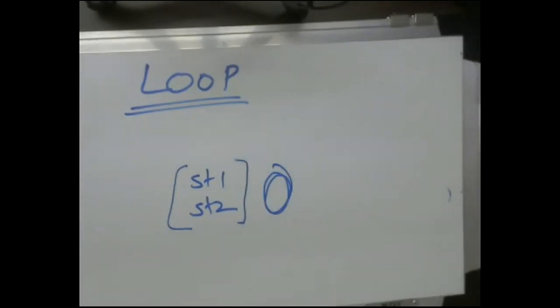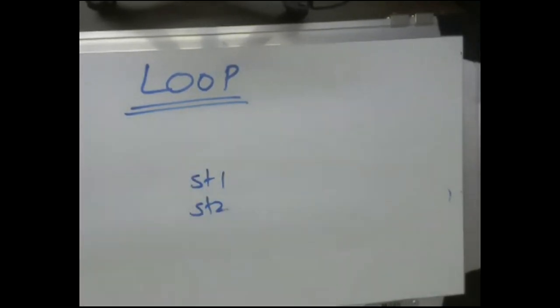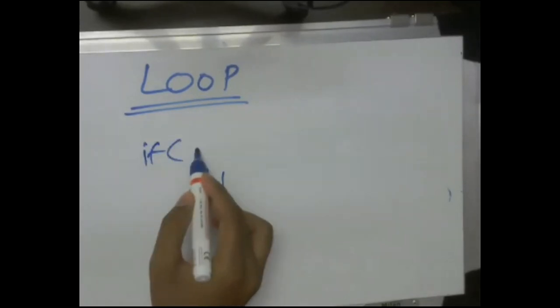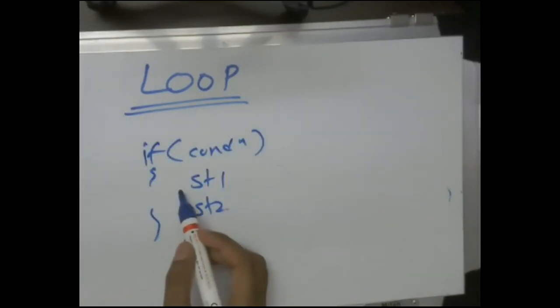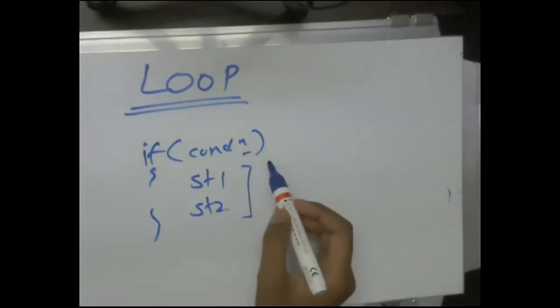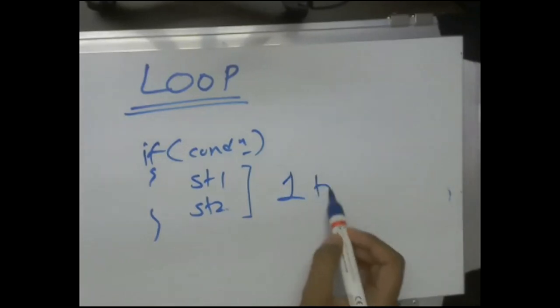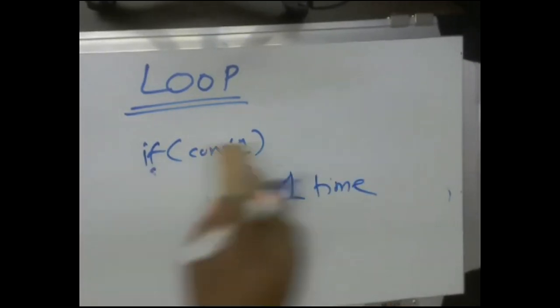There the if is not used, because if you use an if statement, what happens? If and then condition. The if statement will execute statements 1 and 2 only if the condition is true, but only one time. Only a single time it will execute. So instead, if you want to iterate until that particular condition is true, we have to use the loop structure.